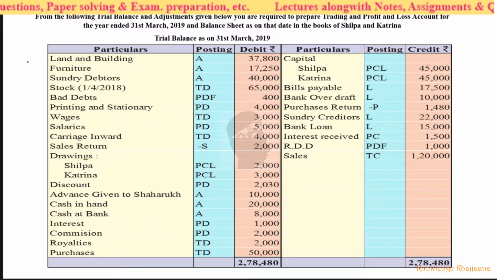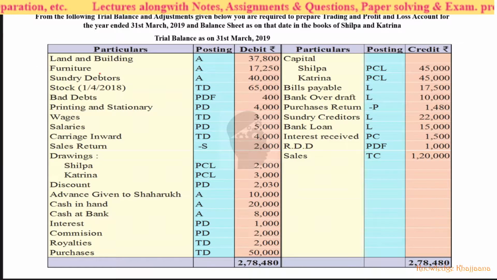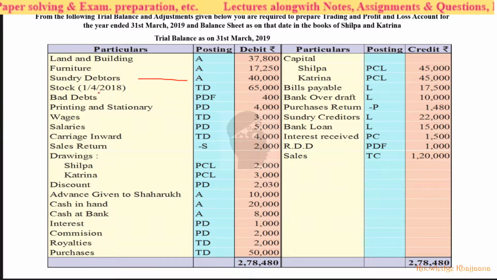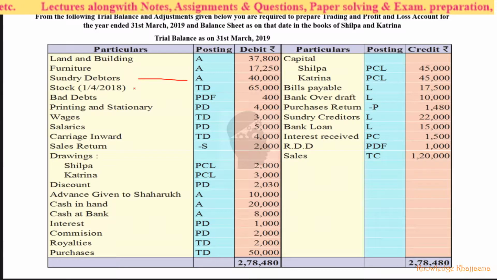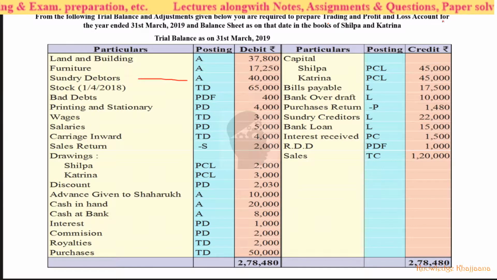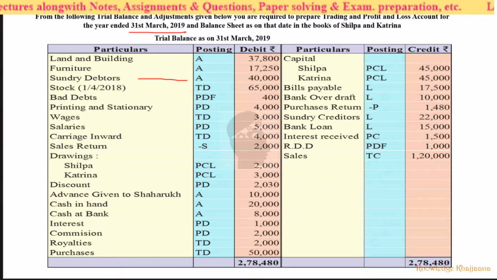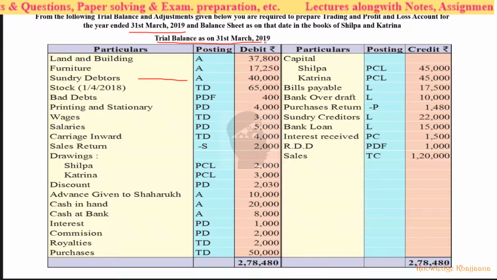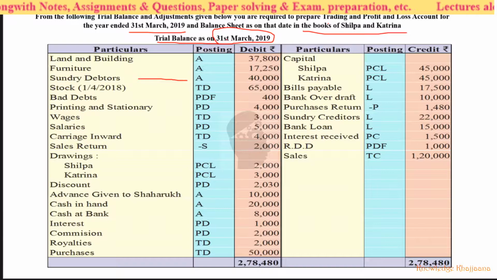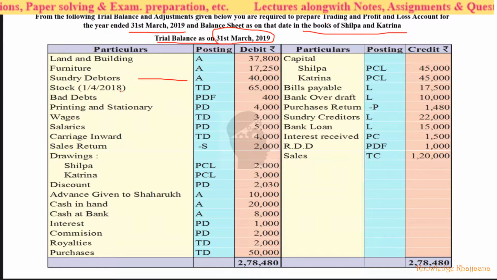See, let's start. Land and building, it is an asset. Furniture, asset. Sundry debtors, asset. Stock. Now let's see. Stock is of the date 1st April 2018. And you are required to prepare trading and profit and loss account for the year ended 31st March 2019. The trial balance is given as of the date 31st March 2019 in the books of Shilpa and Katrina, and this stock is of 1st April 2018. It means obviously it is an opening stock. So the opening stock goes to trading account debit side.